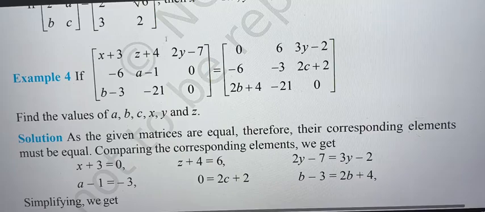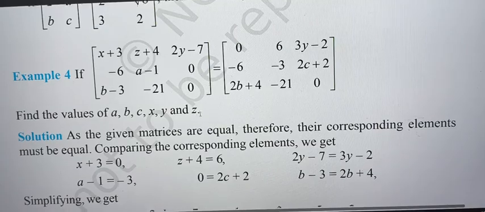X plus 3 is 0, z plus 4 is 6, and 2y minus 7 will be 3y minus 2, and then minus 6 and minus 6 already is there, so a minus 1 is minus 3, then 0 is 2c plus 2, and b minus 3 will be same as 2b plus 4, minus 21 and 0, already those elements are there. So you can find out the values now.